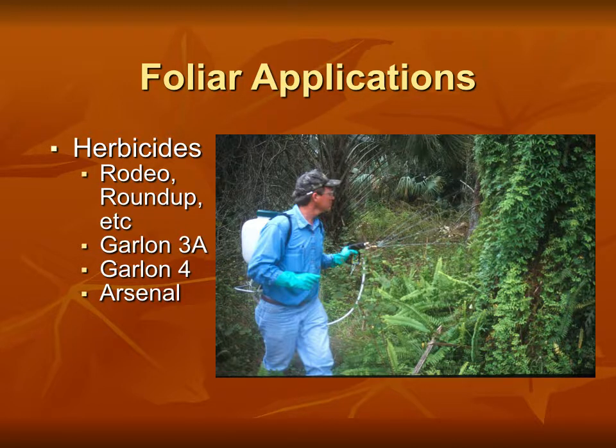Foliar applications, again, you have to be careful. This is obviously a professional trying to treat what appears to be either Old World climbing fern or Japanese climbing fern, and he's applying a foliar application of a foliar absorbed herbicide. I'm not sure if he's using Rodeo or Roundup or Garlon or some of the others that are out there. But the problem is if that spray, and it's a non-selective herbicide, gets onto any desirable vegetation, it could be damaged or killed in the process. Generally speaking, for vines, you have to be very careful.